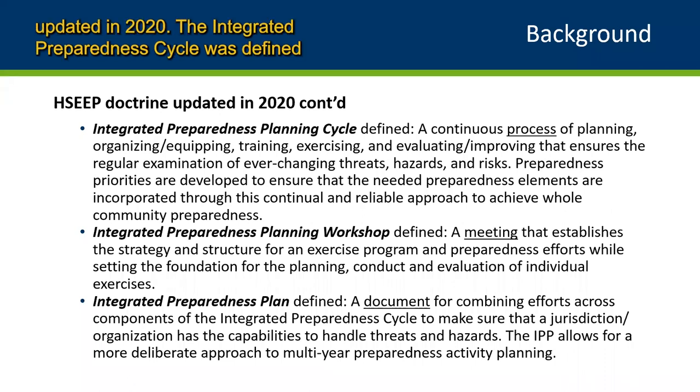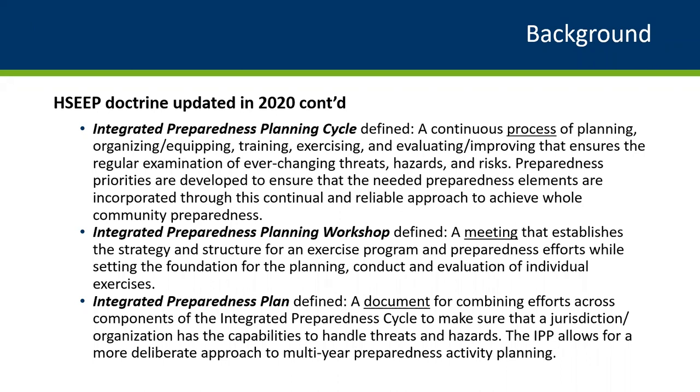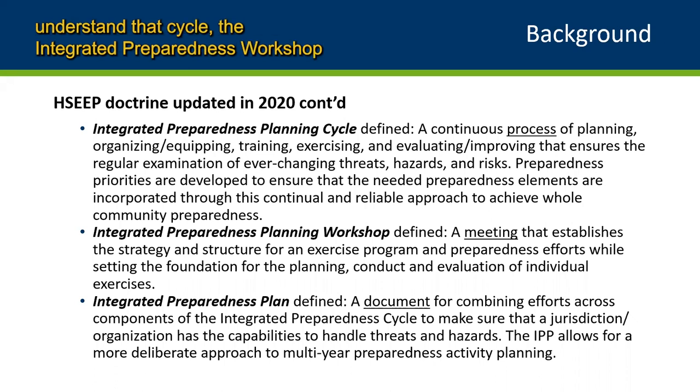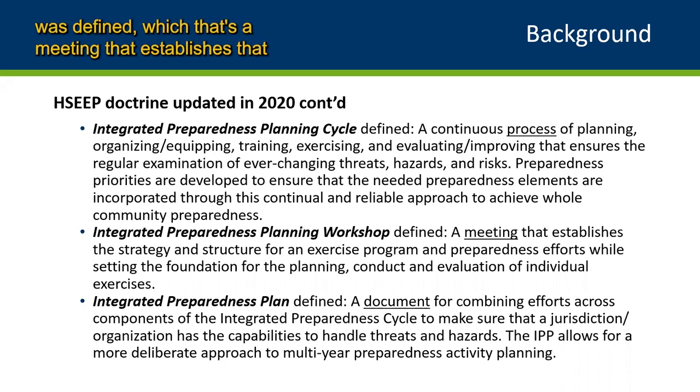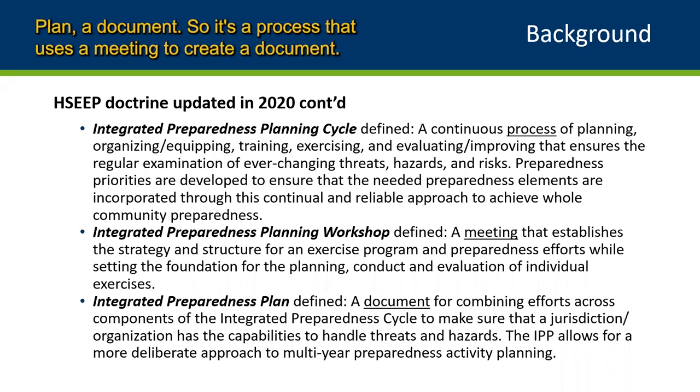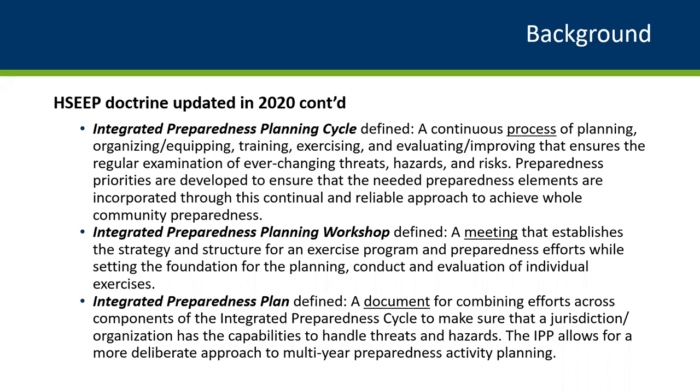So the doctrine was updated in 2020. The Integrated Preparedness Cycle was defined as a continuous process of planning. I won't read you the whole thing, but a cycle was defined. But to accomplish or understand that cycle, the Integrated Preparedness Workshop was defined, which is a meeting that establishes the strategy and structure for exercising and planning and training. That meeting produces the Integrated Preparedness Plan, a document. So it's a process that uses a meeting to create a document.